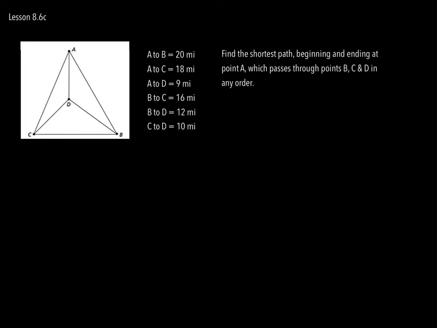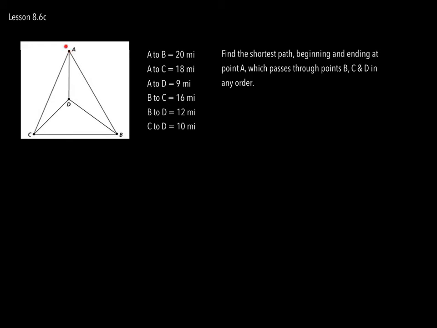Alright, 5th graders, here's your challenge. Find the shortest path, beginning and ending at point A, which passes through points B, C, and D in any order. What's the shortest path going to be? Whichever way you go along the blue paths, you have to figure that out. So I want you to pause the video and think about this.